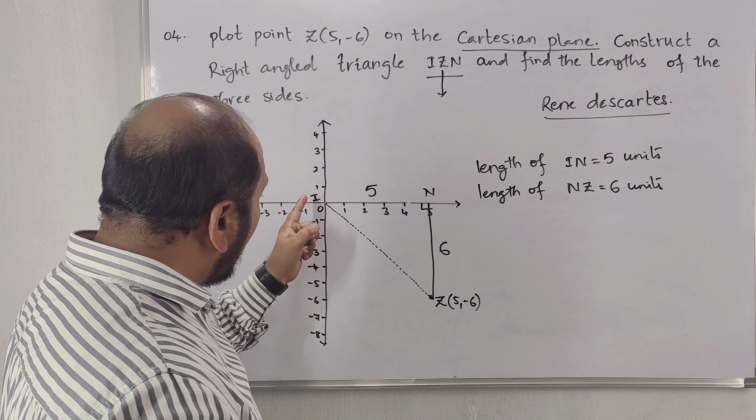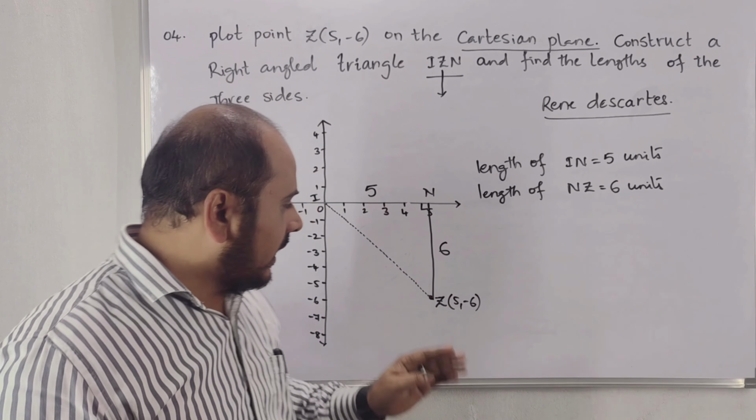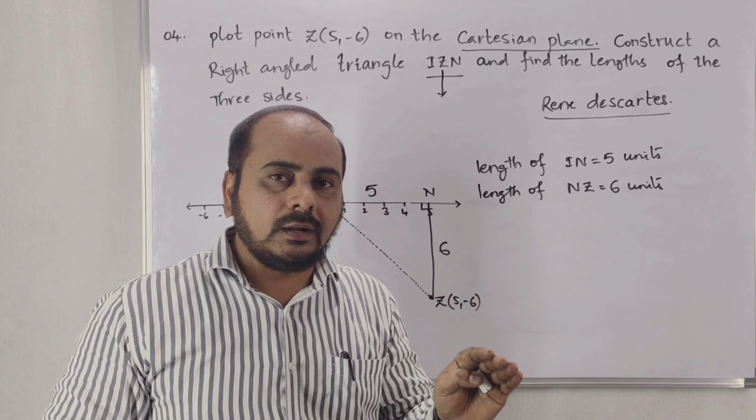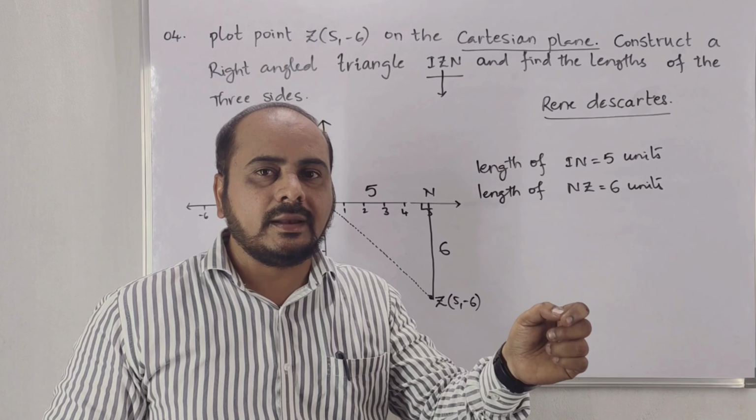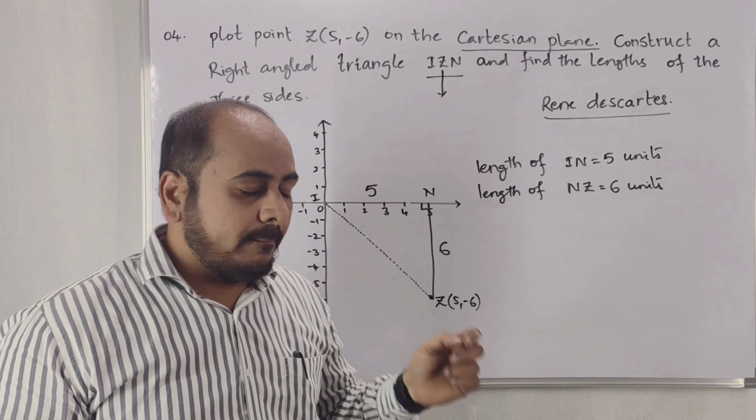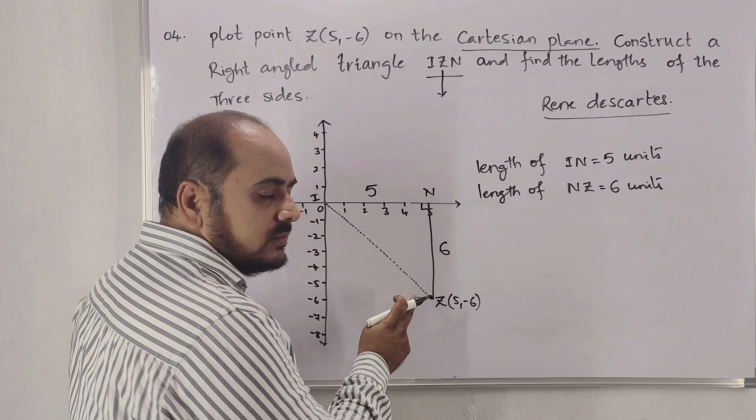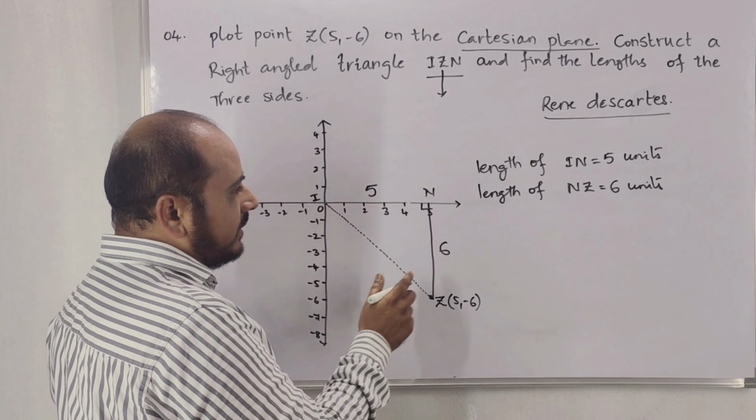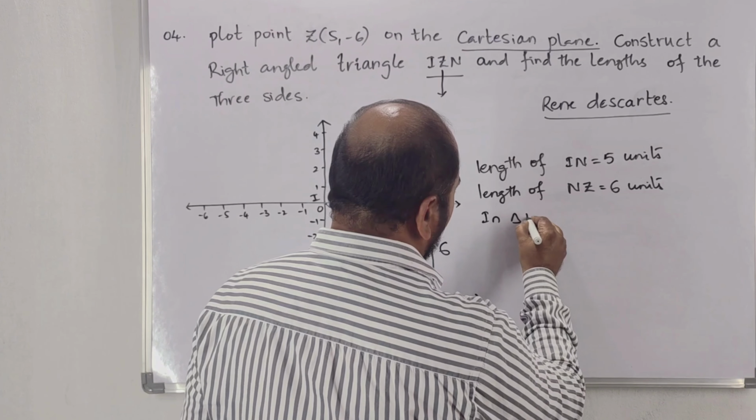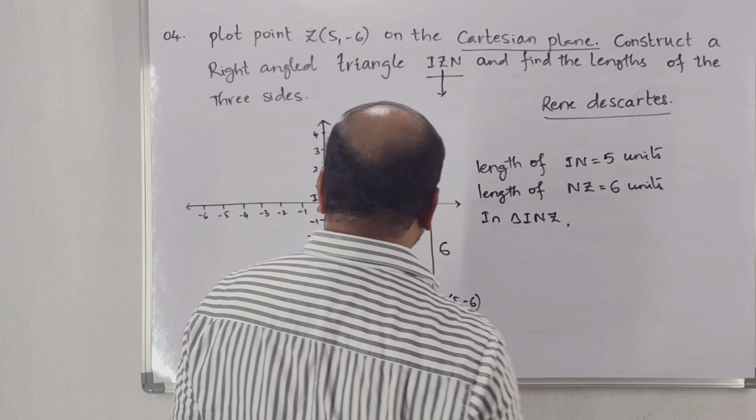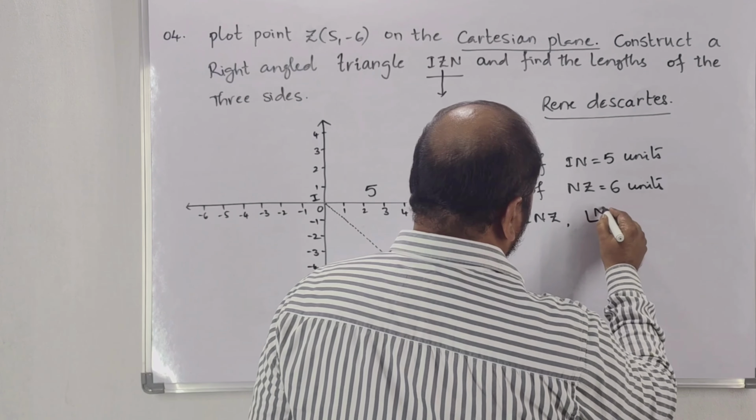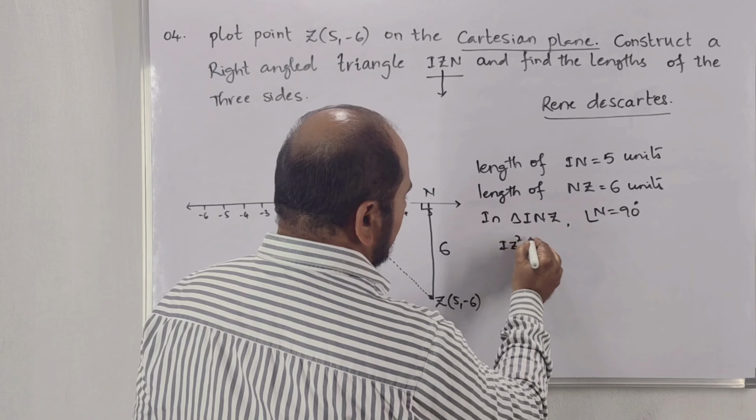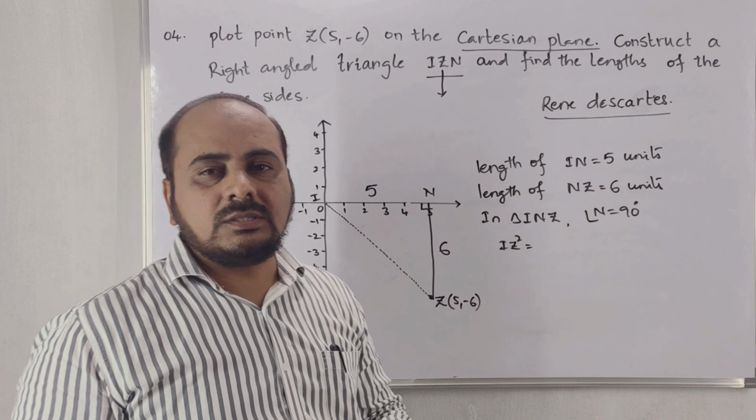Now, the actual question, we need to find IZ also. Three sides he is asking. IZ cannot be found directly, my dear, as these are not parallel to the x-axis or y-axis. Whatever lines are parallel to the x-axis and y-axis can be measured directly by taking the units. But here, we can use the Pythagoras formula. This is a right angle triangle. You can write here, in triangle INZ, we observe that angle N is 90 degrees. Then we can use IZ square is equal to, what is the Pythagoras theorem, my dear?